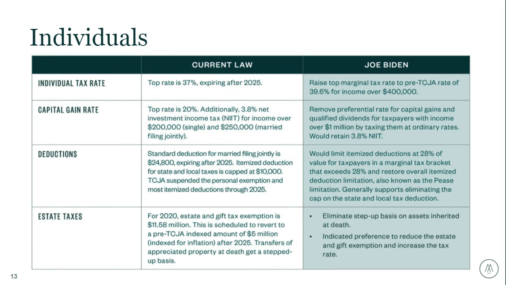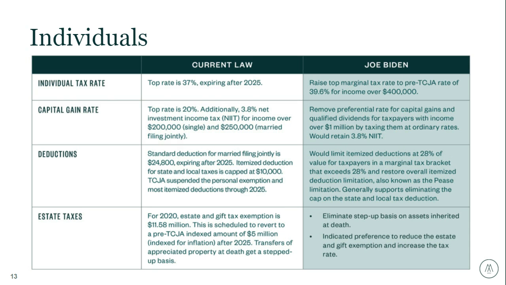On the individuals, right now the top rate is 37%, expected to expire after 2025. What Biden would anticipate doing is raising the top marginal rate to 39.6% for income over $400,000. Also, for individuals making over $1 million, he would propose to tax capital gains at ordinary rates for those individuals. And then there is further discussion on limitations on the benefit of standard deductions and itemized deductions.